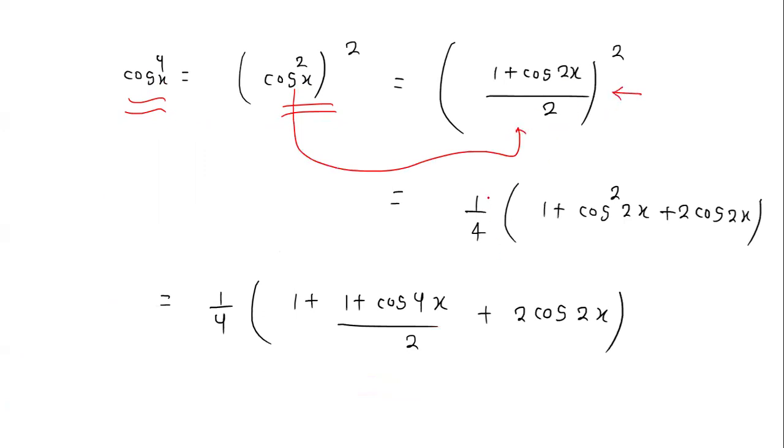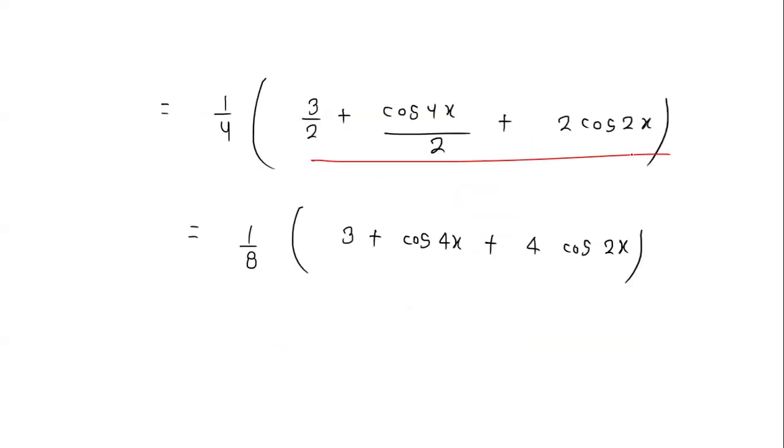And if you expand this, you will have this 1 by 4 outside, and inside we have 1 plus cos of 2x whole square plus 2 times cos 2x. And again you can write this cos of 2x whole square as 1 plus cos 4x divided by 2. And here we have 2 times cos 2x, and here we have 1.